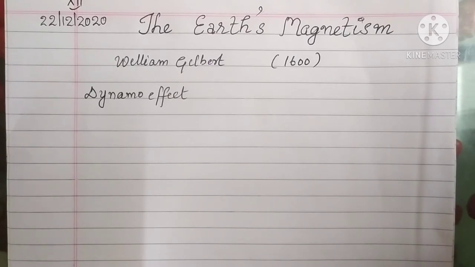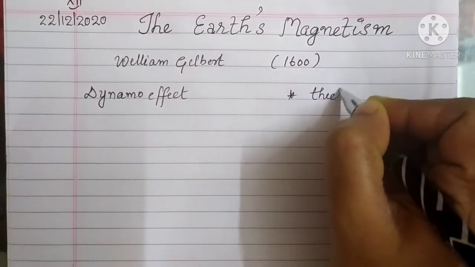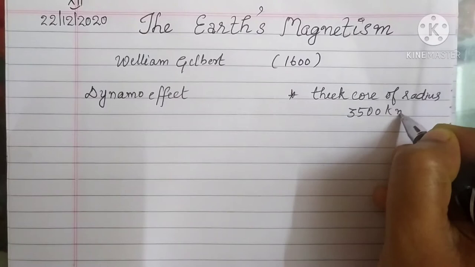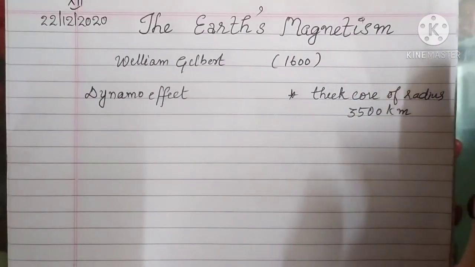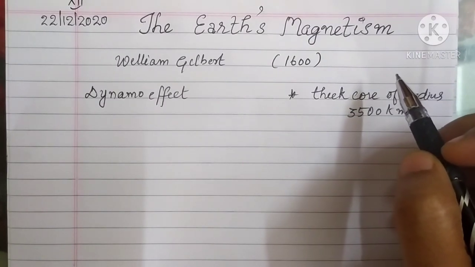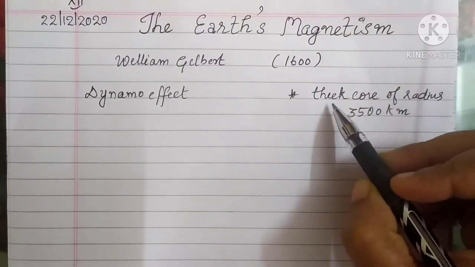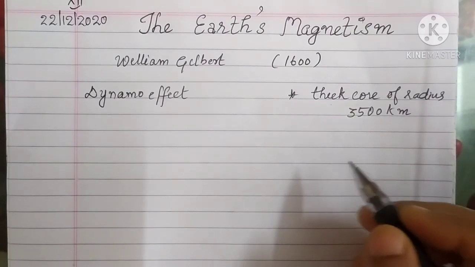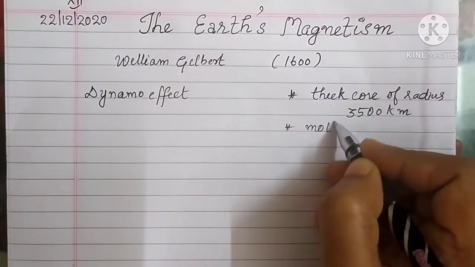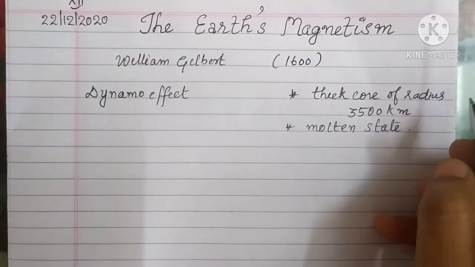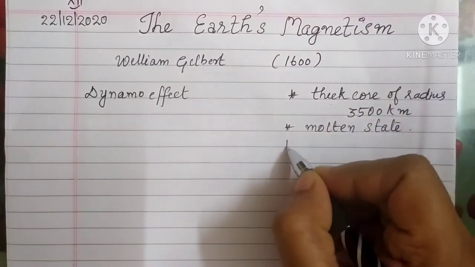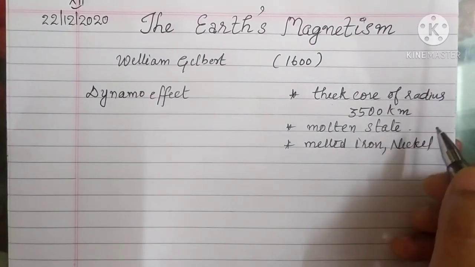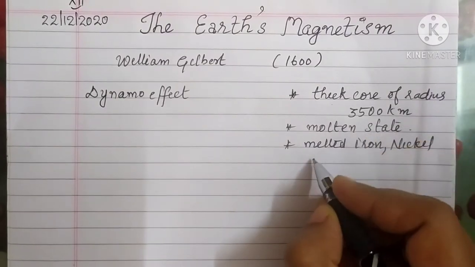It is said that there is a thick core of radius about 3500 kilometers inside the Earth. This is the explanation of the dynamo effect. Why is magnetism produced in the Earth? There is a thick core of radius about 3500 kilometers inside the Earth, and this thick core is in a molten state. It contains melted iron, nickel and other minerals which easily conduct electric current.